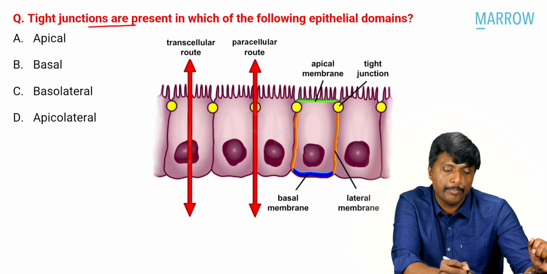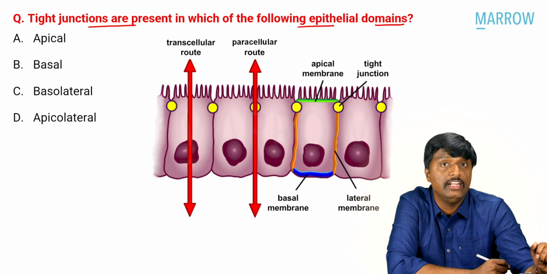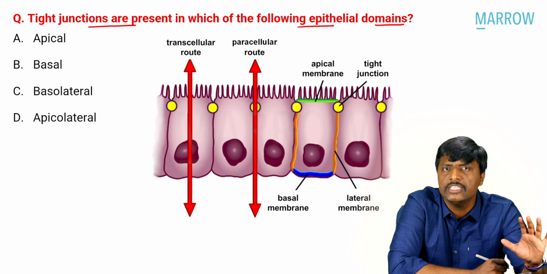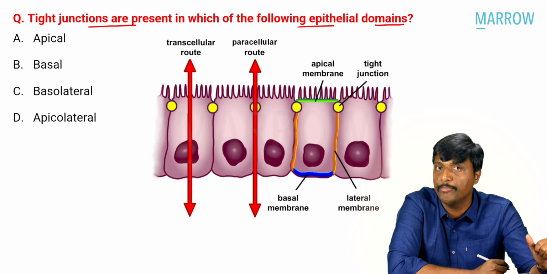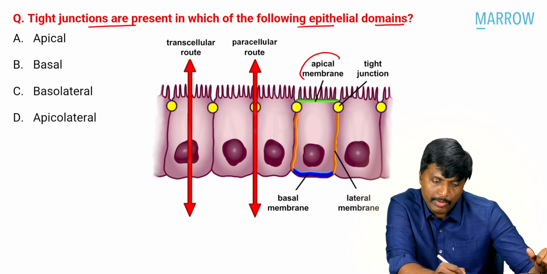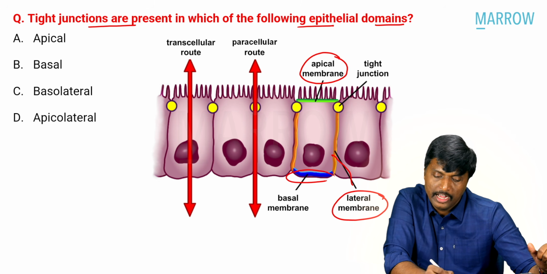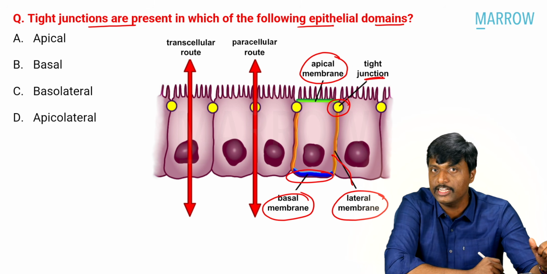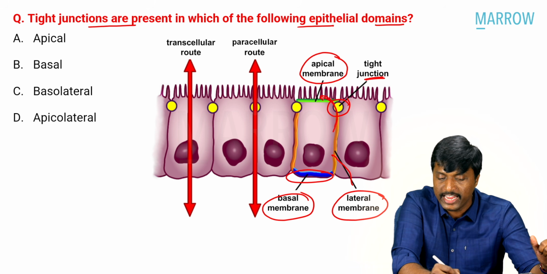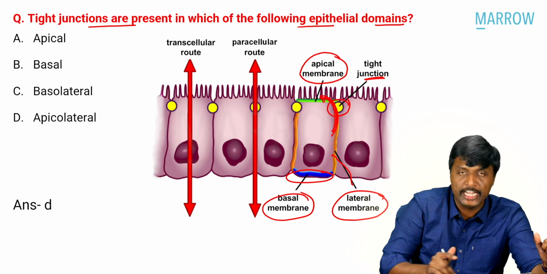Tight junctions are present in which of the following epithelial domains? Again, it's a very tricky MCQ. Non-specifically, books mention apical domains, but the very specific best answer we will see from this picture. This is the apical membrane. This is the lateral membrane. This is the basal membrane. Where is the tight junction classically located? In the apicolateral. Very clear. It is located in the apicolateral part.